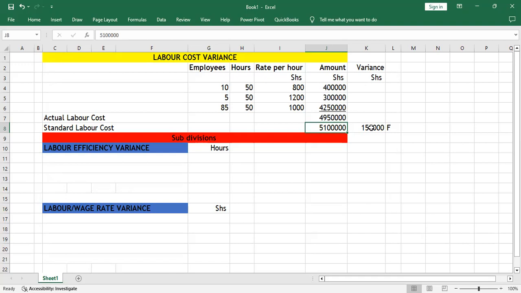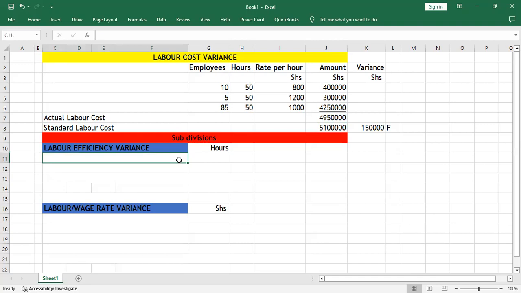However, the labor cost variance is subdivided into the labor rate variance and the labor efficiency variance. Now, the labor efficiency variance is the difference between the standard cost of the hours that should have been worked and the standard cost of the hours that were worked. So let us see how we can calculate the labor efficiency variance.